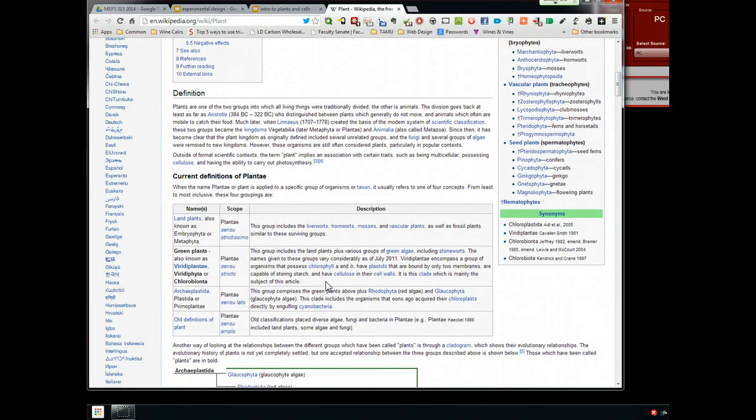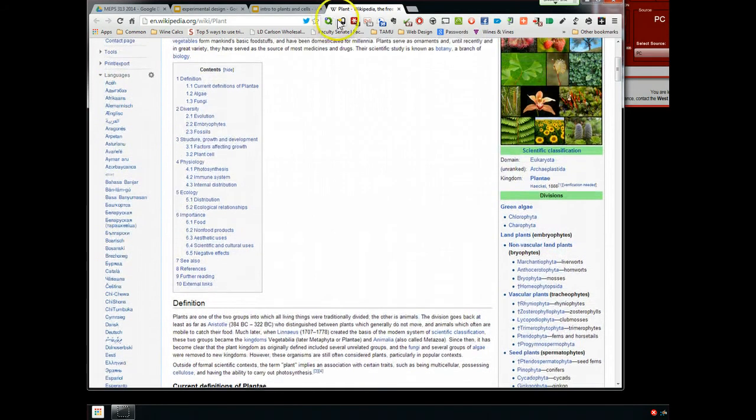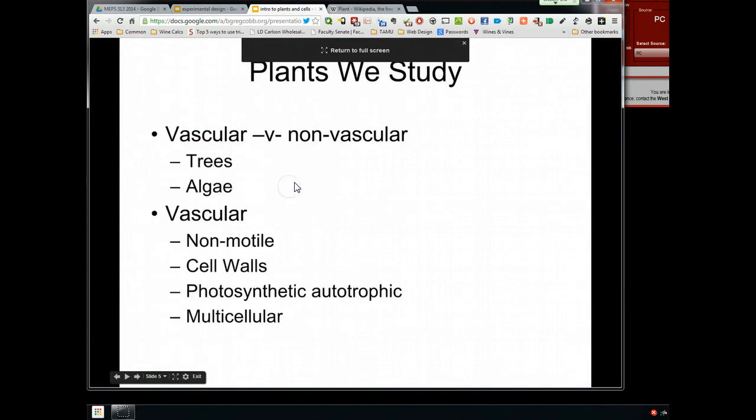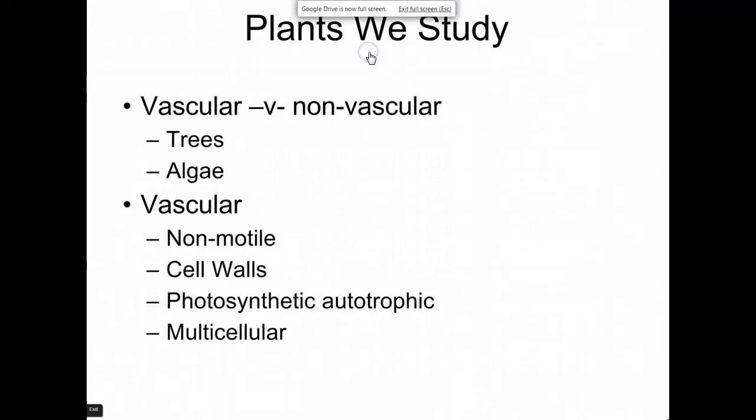And there are different kinds of plants. There are algae. There are vascular and non-vascular plants. So we have plants that do not have xylem and phloem. They do not have a vascular system. Some plants really don't have the ability to move. Most plants don't have the ability to move a lot.